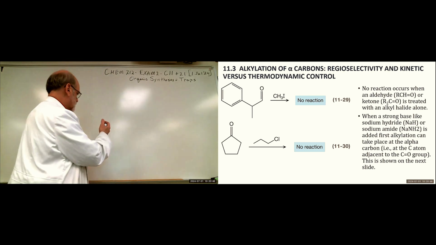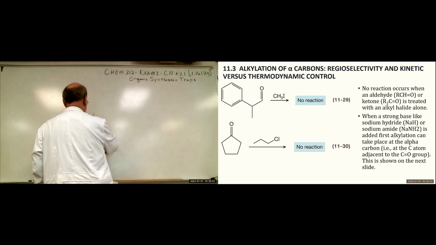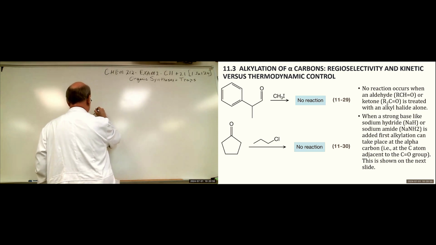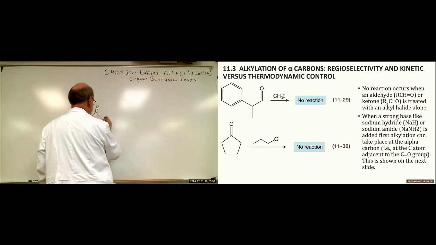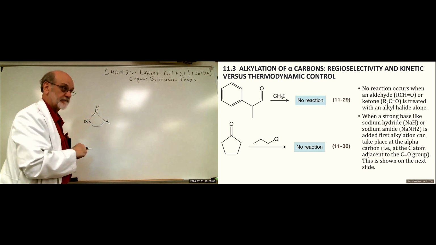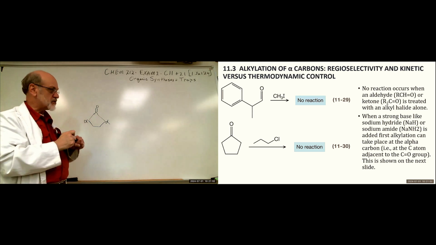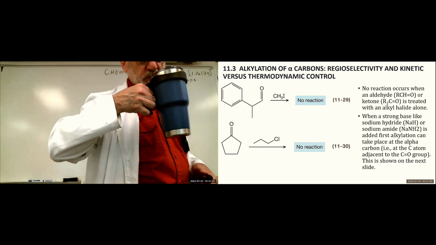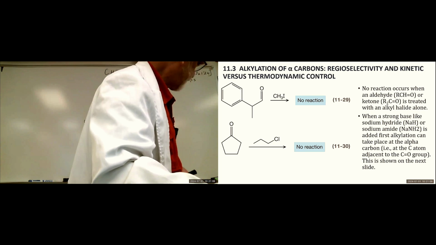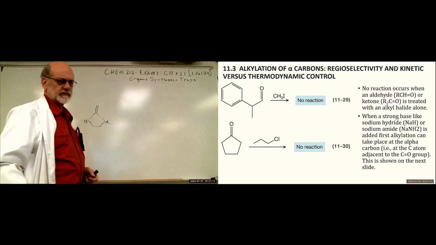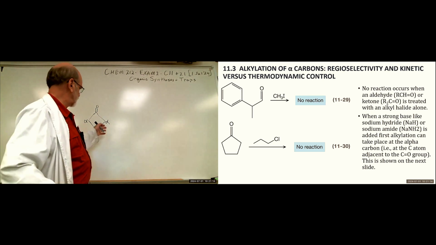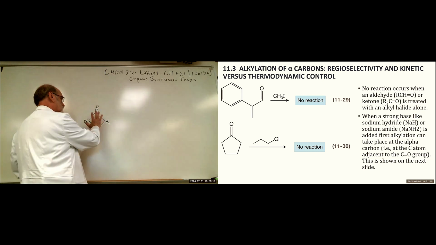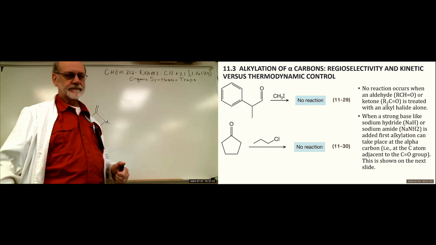So we're saying that for something like this, this is an alpha carbon and this is an alpha carbon, each adjacent to the carbonyl. So it's going to be symmetrical. We could get bond formation on either side, and it doesn't matter, because all you have to do is flip it around, and they look exactly the same.